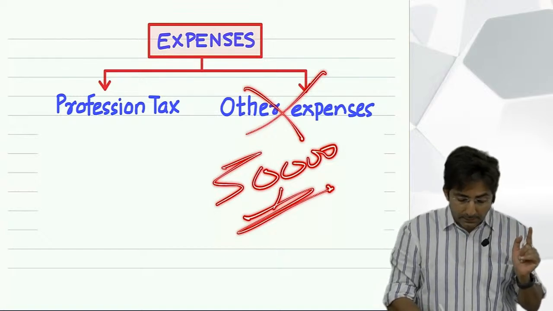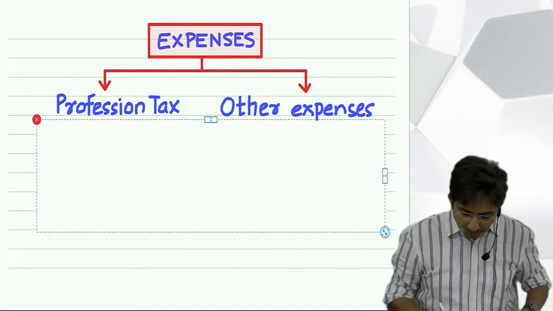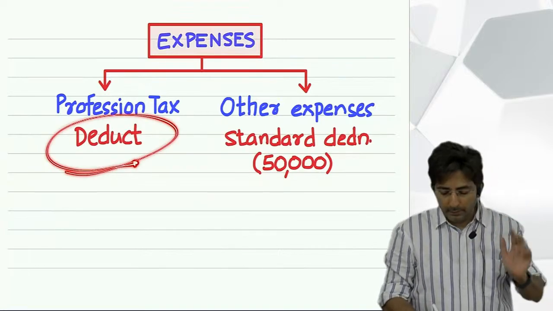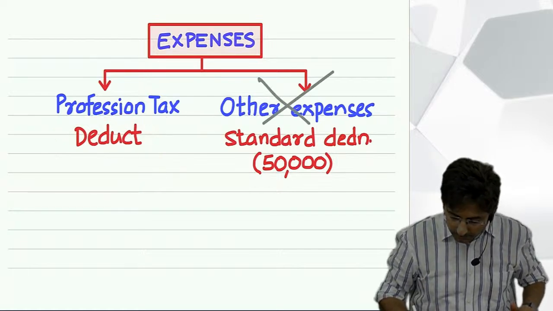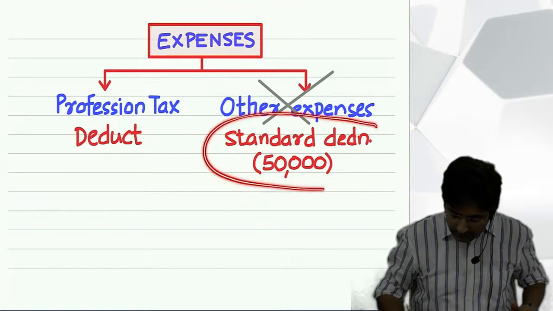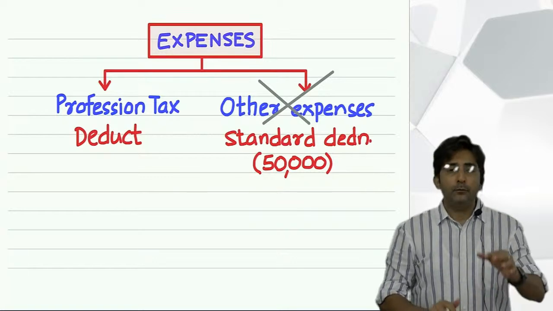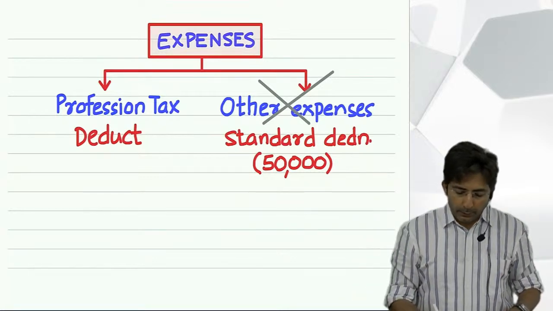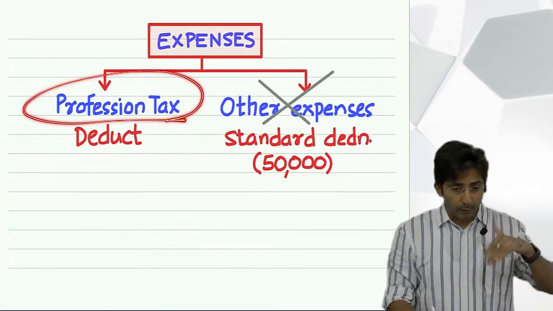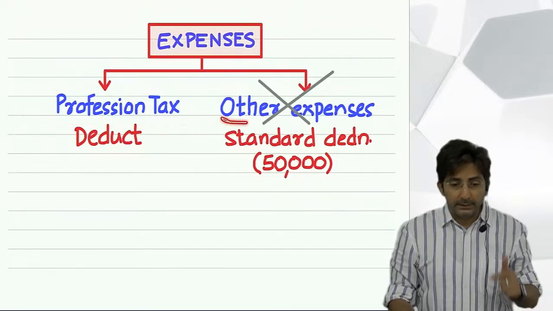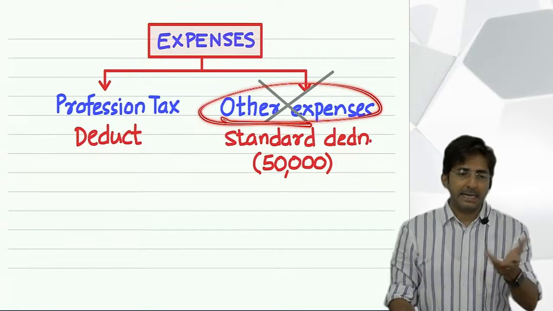Yes, profession tax you will get as a separate deduction. You deduct it separately. But for other expenses, you will get a standard deduction of 50,000. The conclusion is: whenever you are solving a question, if you find profession tax, minus it at the end of the statement. But if you find other expenses, ignore them. Instead of that, take the standard deduction.